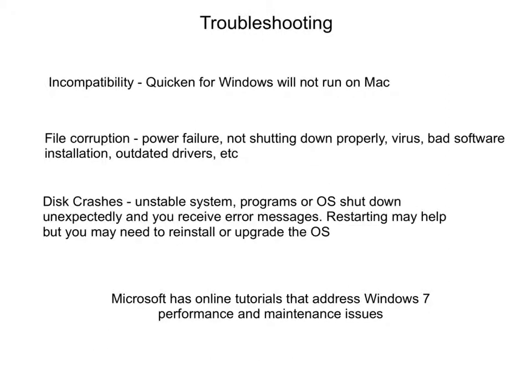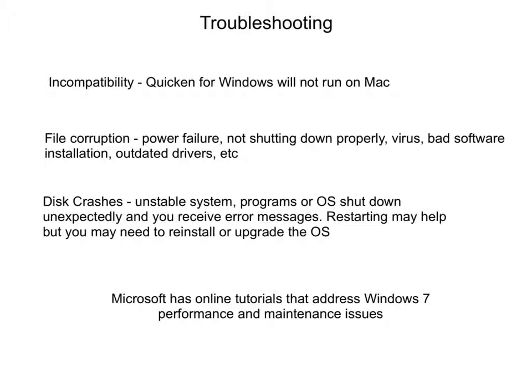All right, troubleshooting on your operating system. Sometimes there's incompatibility issues. So software comes in different versions. You can't buy Office for Windows and install it on your Mac. It's not going to work that way. All right? So you've got to make sure your software is compatible.